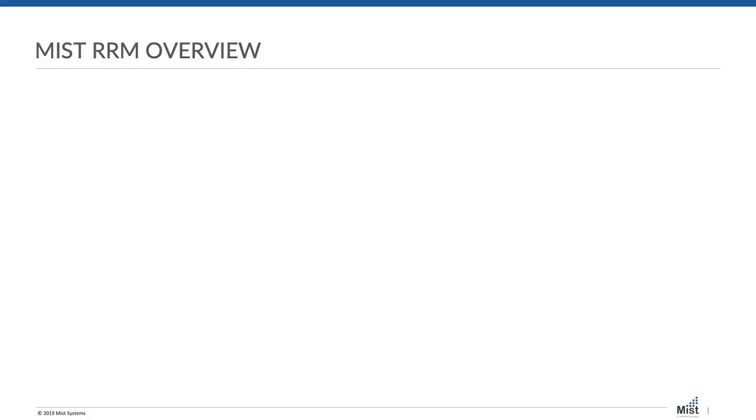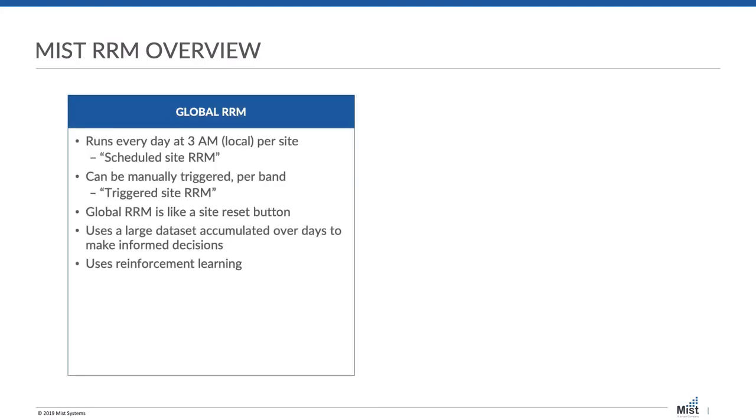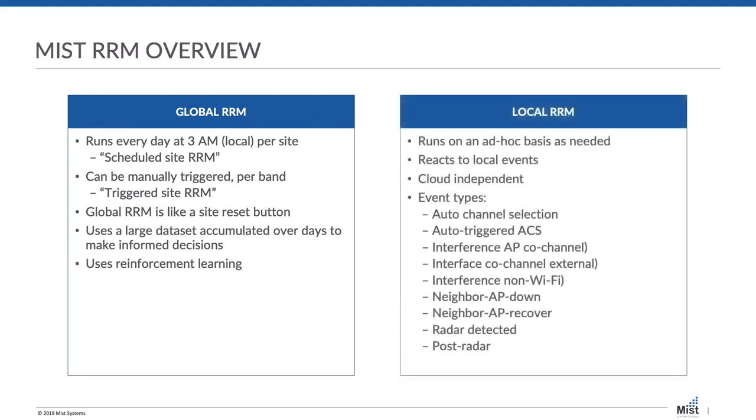Mist has implemented RRM as a 2-tier model. First is global optimization, which runs once a day. It collects data throughout the day on an ongoing basis and creates a long-term trend baseline. Then every day around 2 or 3 a.m. local time, it will make changes if those changes are warranted. The second tier is event-driven RRM, or as we call it internally, local RRM. This is monitored by the capacity SLE and will act immediately upon any deviation from baseline. So both of these are running in parallel.